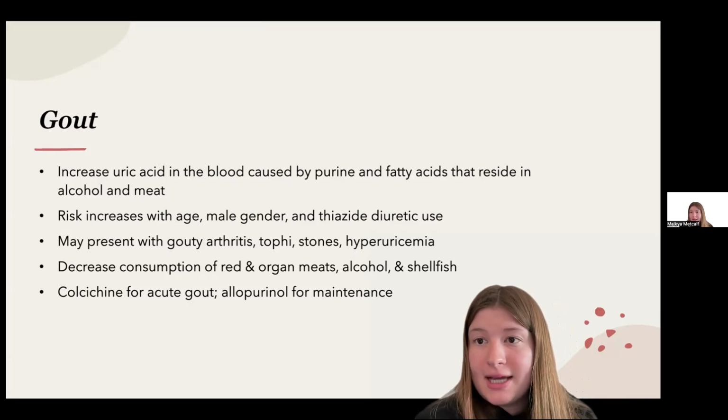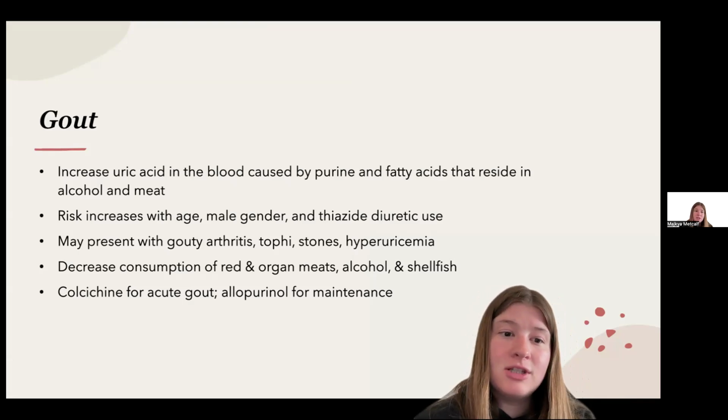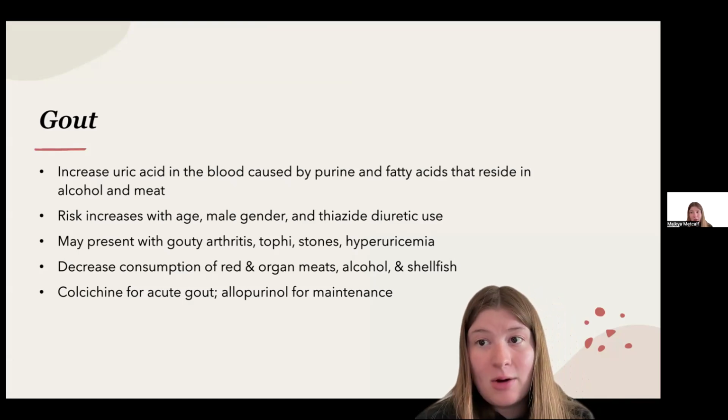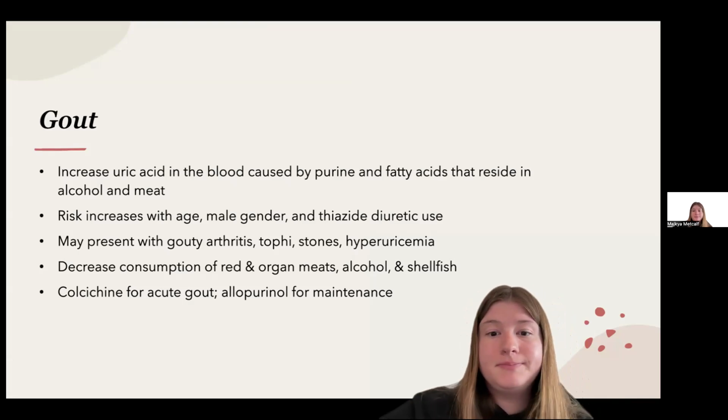And then as far as treating gout, for acute flare-ups, we're going to use colchicine. And then for maintenance gout medications, we're using allopurinol.